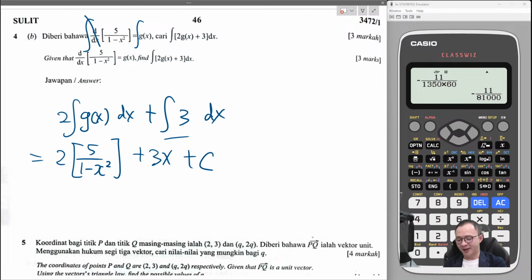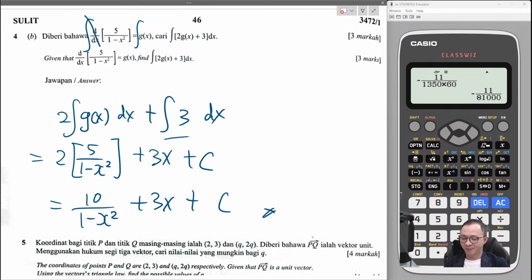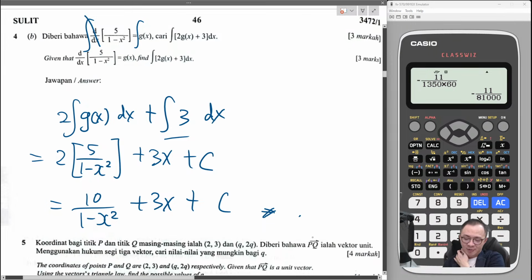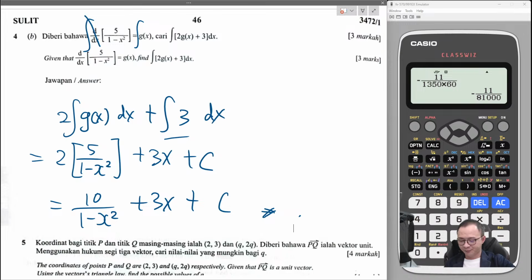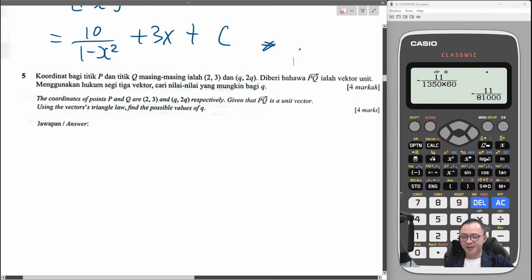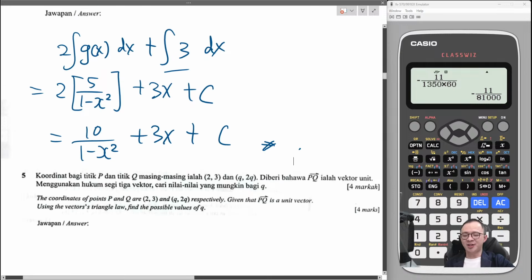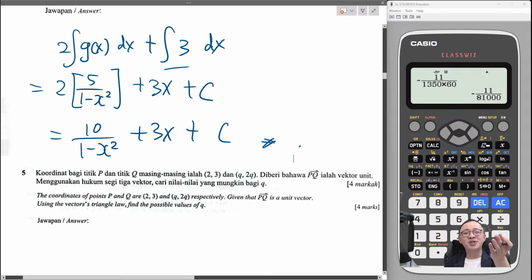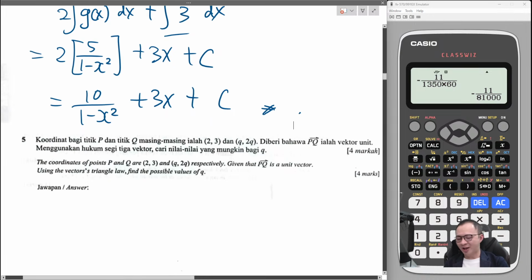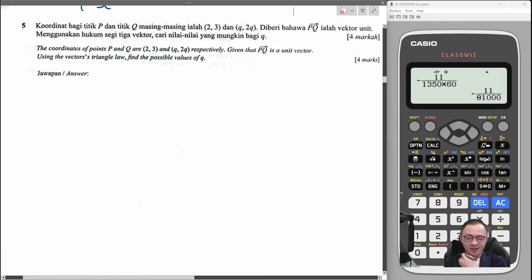Okay, so this is my final answer lah. So it'll be 10 over 1 minus x plus 3x plus c. Done. I think you can leave your answer like this lah. Okay, cool. It's an easy question. So the whole question, you only integrate a simple number, which is 3, to get 3x. You never do any very complicated integration here.